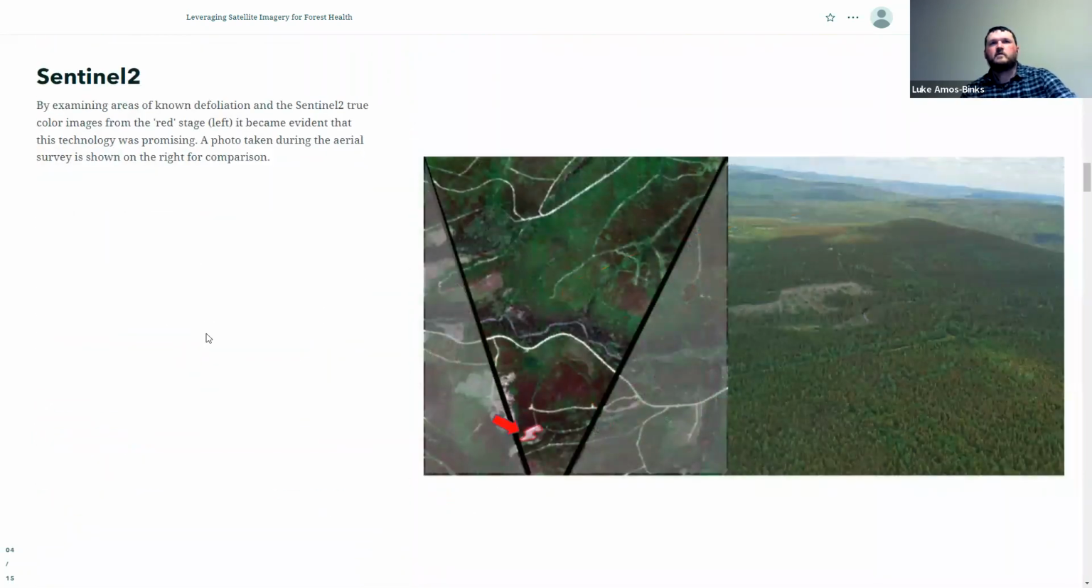The nice thing about the Sentinel-2 imagery is that there's really not much of a wait time in getting the raw imagery. You can download it the day after the image has been taken. So we were able to get this imagery pretty quick and compare it to what the crews were seeing in the aerial survey.